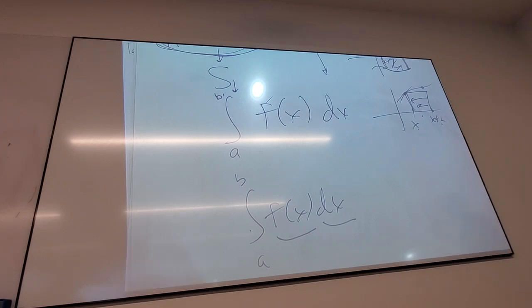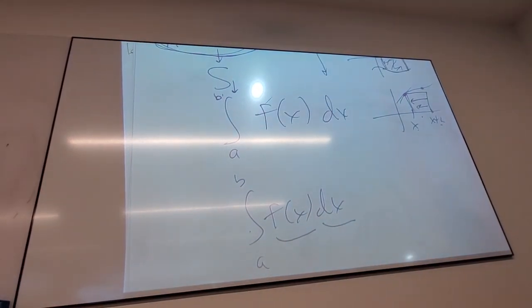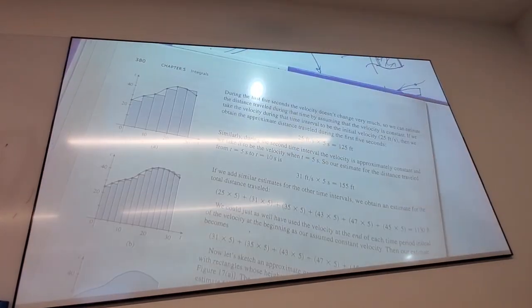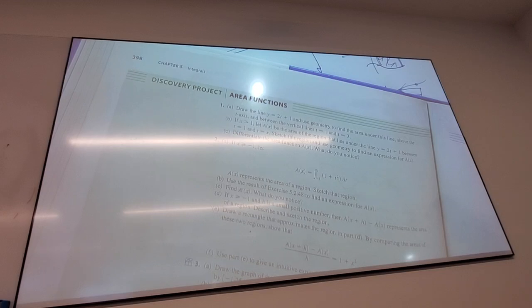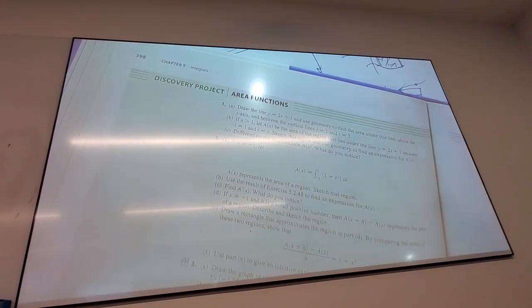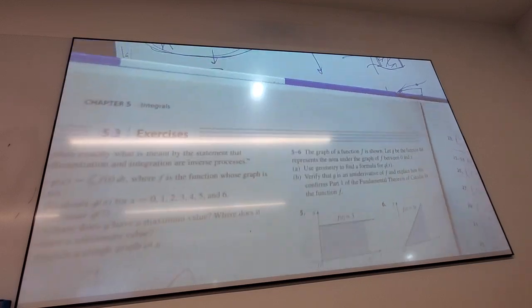So let's do this. I'm going to do a problem out of the book. A concrete problem. Okay, I got you. Let's see, 5-3, or is it 5-2? 5-3. Yes. All right, look at number 3.